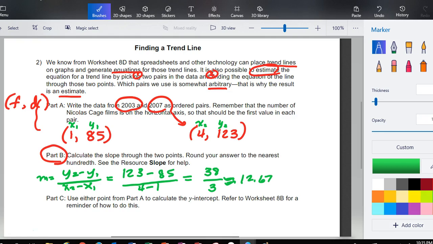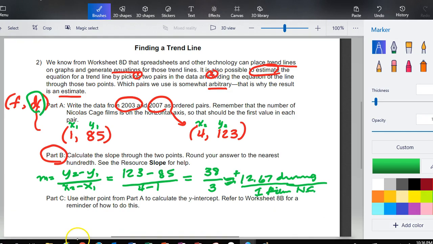And so I do want to go ahead and use some words. The y values are the drownings. So this slope is saying there is an increase of about 12 drownings for every one film that Nicolas Cage is in.